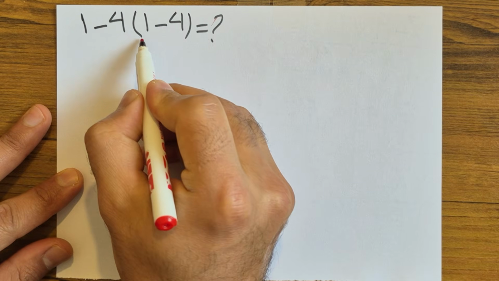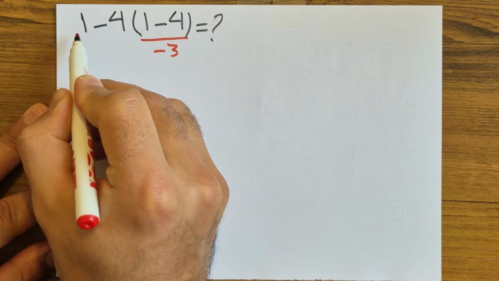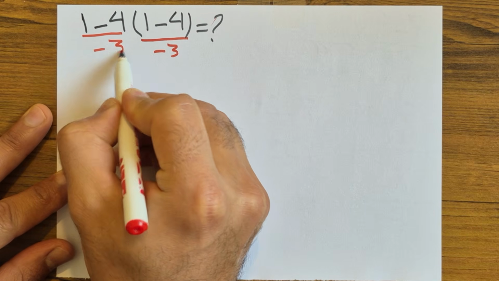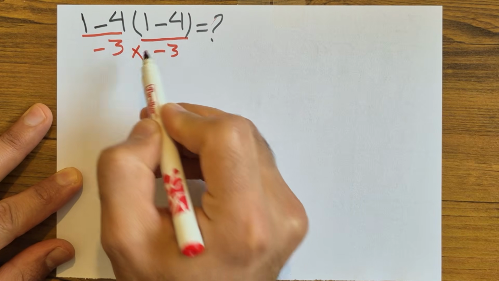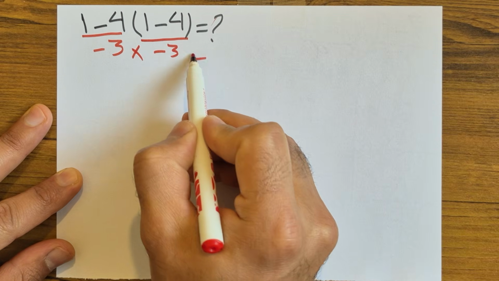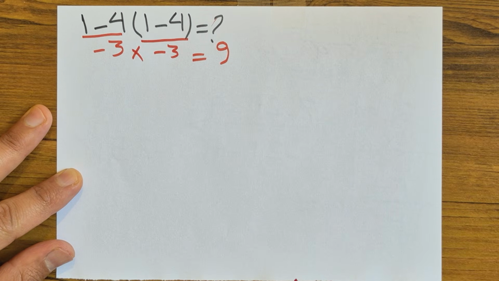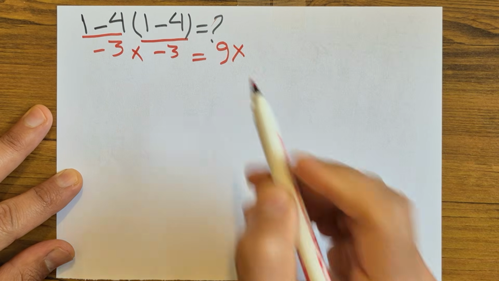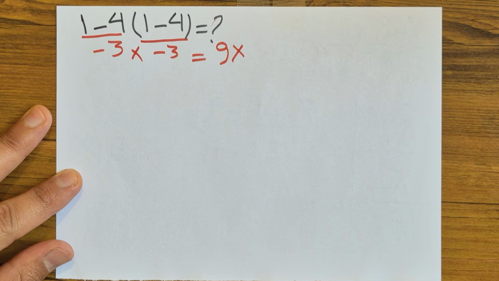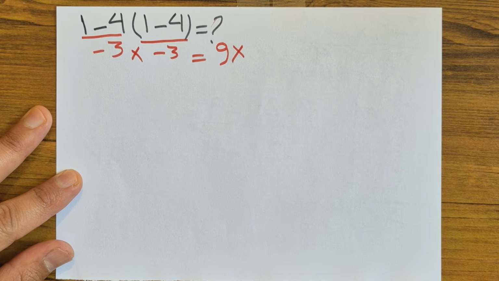1 minus 4 gives us minus 3. And again, 1 minus 4 also gives us minus 3, right? And then minus 3 times minus 3 gives us 9. Do you think that's the right answer? Unfortunately not. That's not the right answer because you fell for a big trap, hook, line, and sinker. And that's the trap of the order of operations.